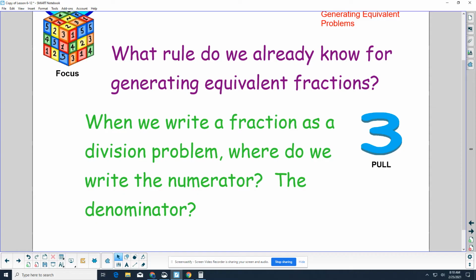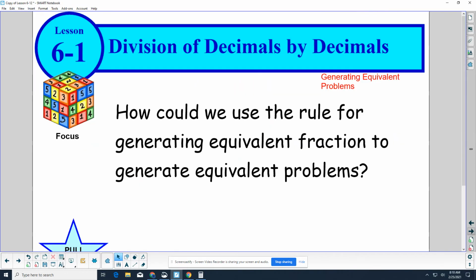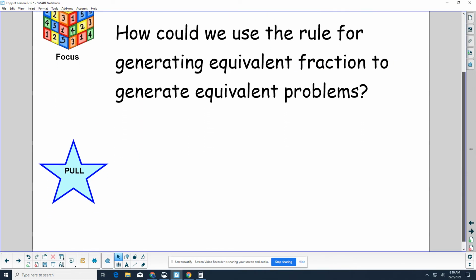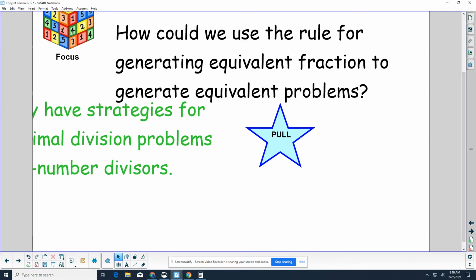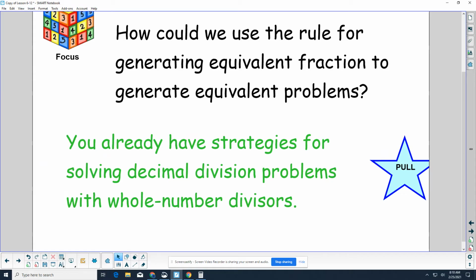That's the same thing when we're making equivalent problems for dividing. We can't just change the dividend and not change the divisor. We have to make the same change to both, just like we do with equivalent fractions. So how can we use the rule of generating equivalent fractions to generate equivalent problems? Like we just said, we need to make the change to both the dividend and the divisor. You already know strategies for solving decimal division problems with whole number divisors.